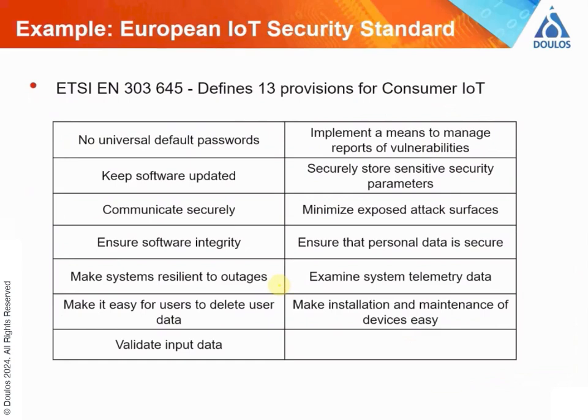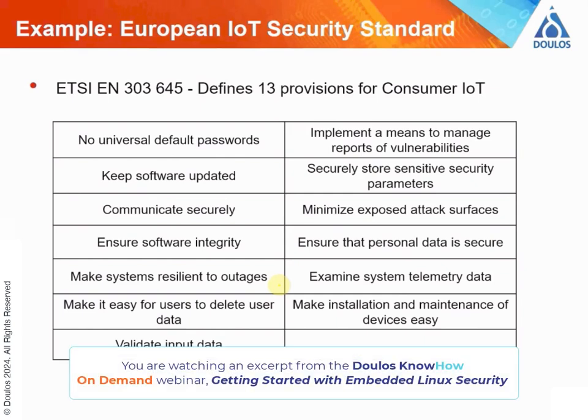So the ETSI EN 303-645 security standard, Cyber Security for Consumer Internet of Things Baseline Requirements, which was published a couple of years ago, defines 13 provisions. Now it is for consumer IoT, but I think we can apply these across any sort of embedded system, any embedded Linux system that exists. So I'll just go through these very, very quickly.